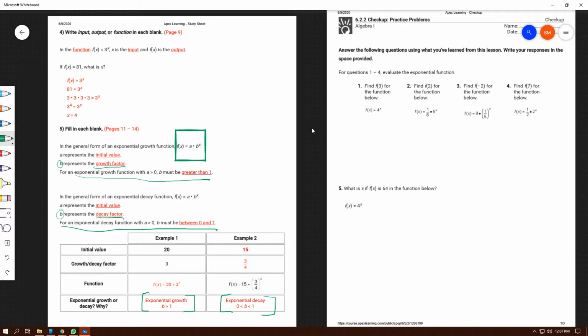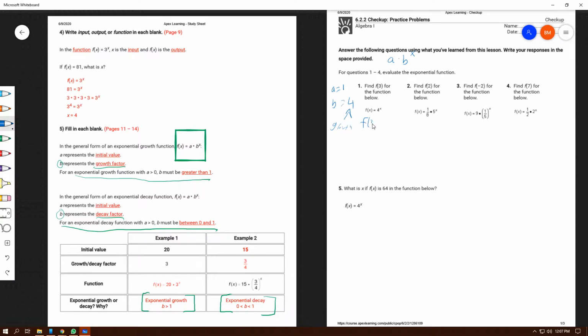So going to question 1. Now, they want us to evaluate, but the first thing I want us to do is identify if this is going to be growth or decay. Why? If we know it's supposed to be a times b to the x, in this scenario, a is 1 and b is 4. Well, that 4 is greater than 1, so this is exponential growth. And now to evaluate, they want f of 3.